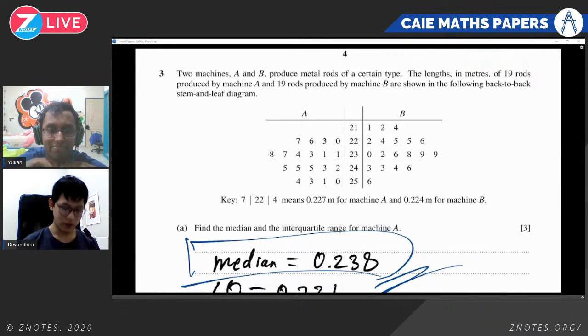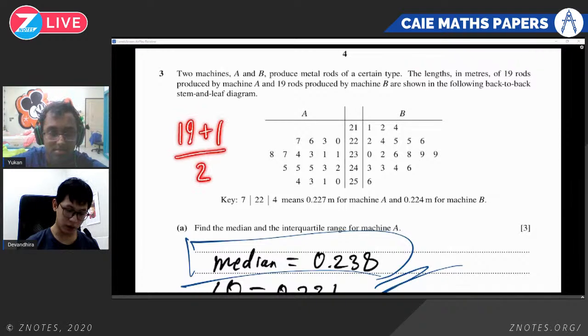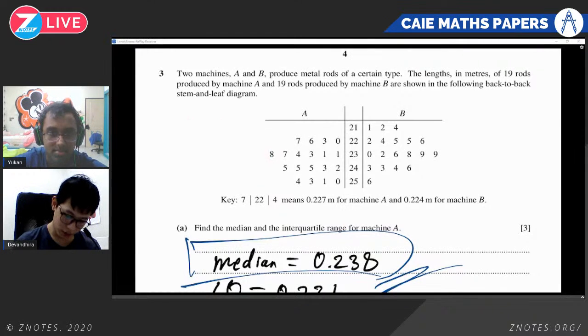Exactly. So for those of you who don't know yet, to get the middle value, in this case we have 19, so we do 19 plus 1, then divide by 2. That's basically 10, so you just have to look for the 10th value. Let's do that. This is the first, then the second, third, fourth, fifth, sixth, seven, eight, nine, 10. So this is the 10th value right here, 8. And because of the key, it says that this is 0.